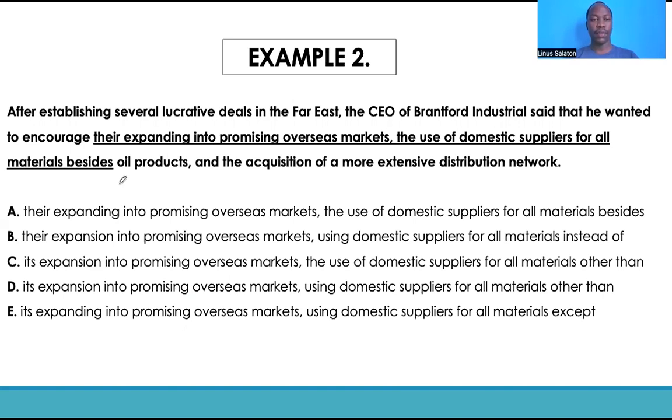So what is obviously glaring at us in this example is that there is some form of parallelism in use, because you have the commas here, then we have these three parallel parts. We have the acquisition of, let's start with the first one here, the expanding into promising overseas markets. Secondly, the use of domestic supplies for all materials besides oil products. And thirdly, the acquisition of a more extensive distribution network, the third parallel structure.